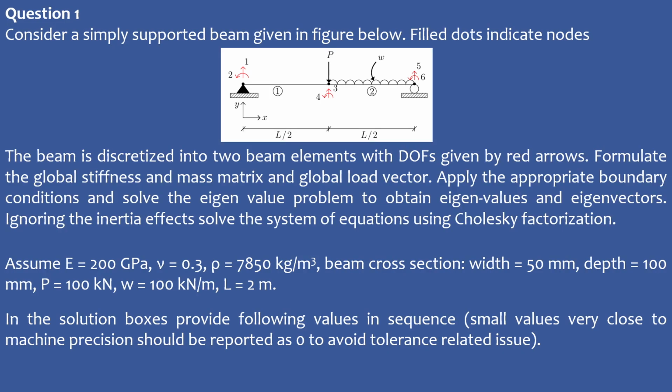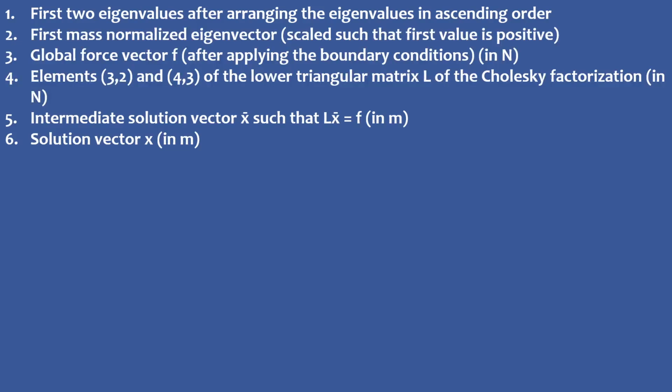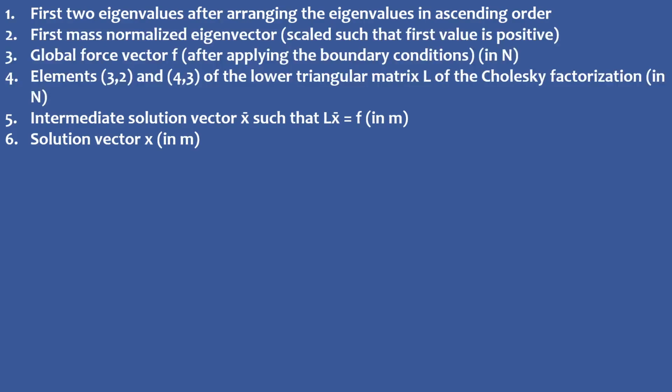You need to provide these six values. So first you need to calculate the first two eigenvalues. Then you need to normalize the eigenvector. You need to make the global force vector at elements 3, 2 and 4, 3 of the lower triangular matrix L of the Cholesky factorization. Then along with that you need to find the intermediate solution vector x such that Lx vector is equal to f, and you need to find ultimately what is your solution vector x. So this is the question.